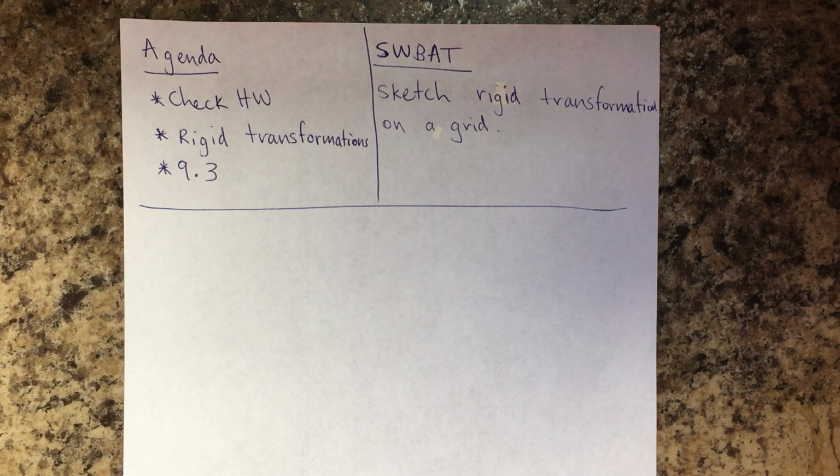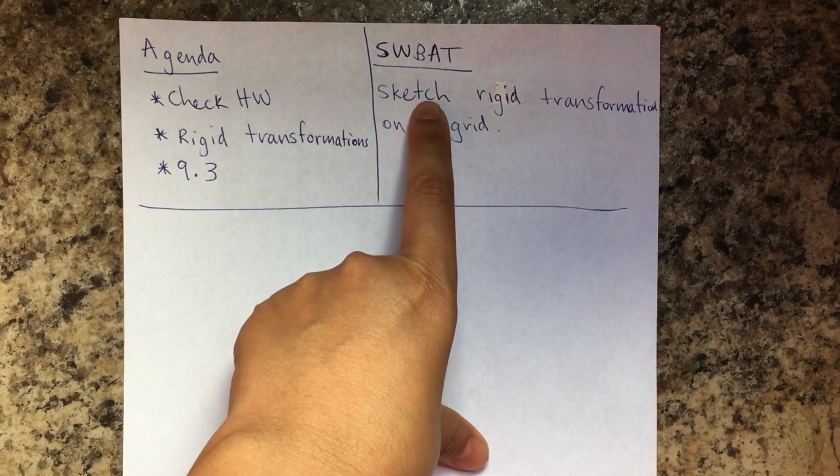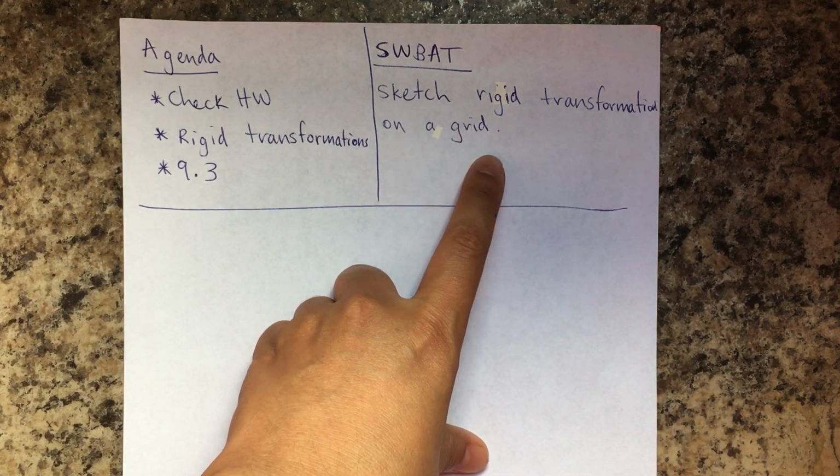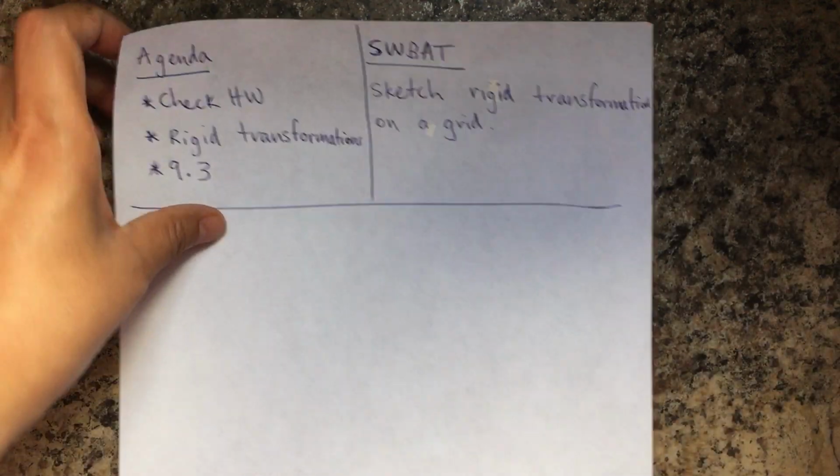We're going to be learning about the second part of rigid transformations, and this is part of the last video, which is to sketch rigid transformations on a grid, but we're going to specifically cover rotation, okay?